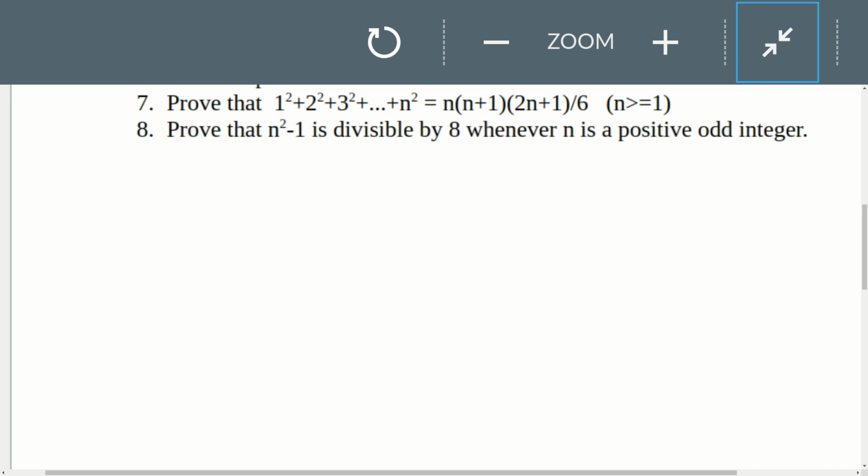Assume P of n, so assume 2 to the n is bigger than n squared plus n. We want to show 2 to the n plus 1 is bigger than n plus 1 squared plus n plus 1. Let's go with it. It's like this first step. You have that. Okay, good, good, all of that.